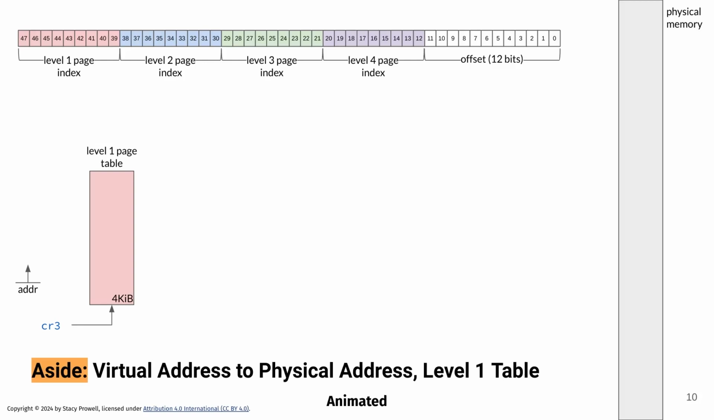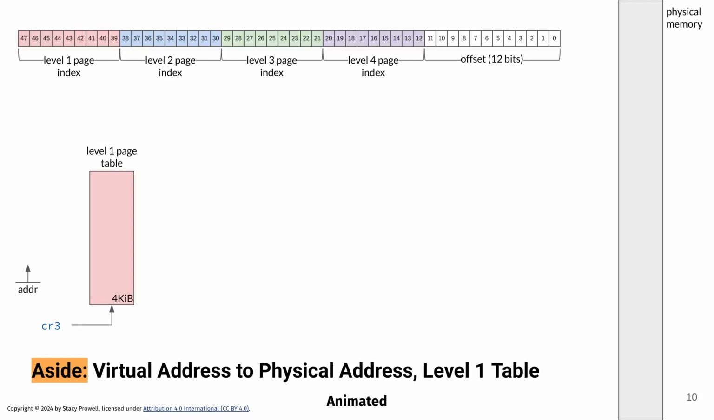Now, the bottom 12 bits specify the location in a page. A page is typically 4096 bytes, 4K. How many bits do I need to specify an offset into a 4K thing? Well, 1K would be 10 bits, so 2K is 11 bits and 4K is 12 bits. So I need 12 bits. The bottom 12 bits will specify an offset into a 4K page.